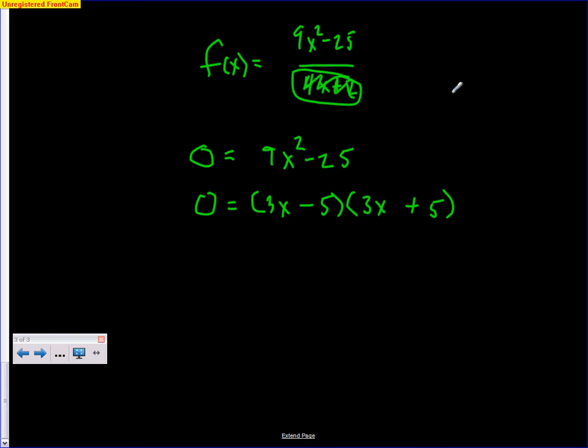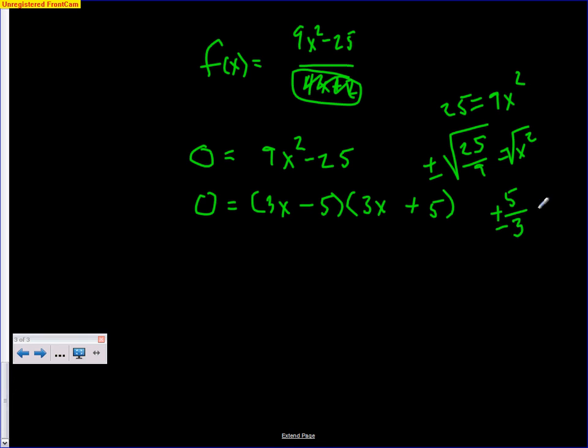Let me show you one other way you could have done this. You could have added 25 to the other side and then divided by 9. And you get 25 ninths equals x squared. Take the square root, take the square root, don't forget the plus or minus. And the square root of 25 is 5. The square root of 9 is 3, so you get plus or minus 5/3.